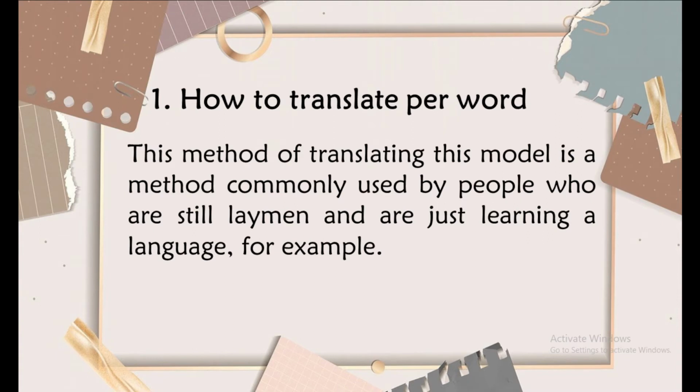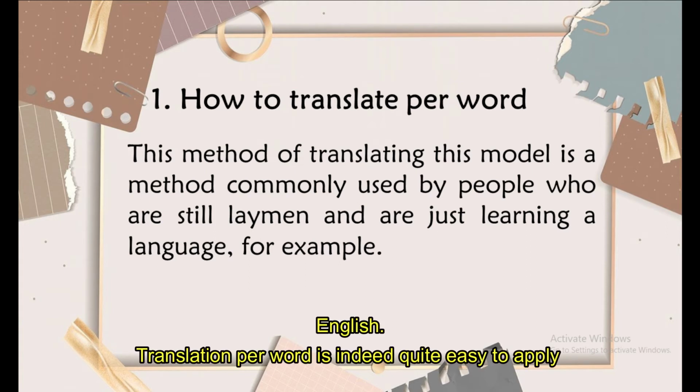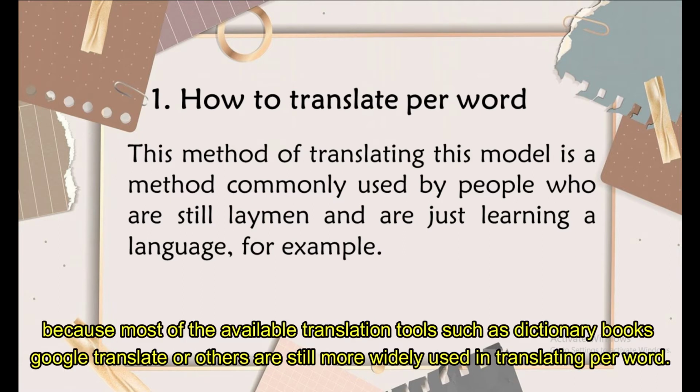Number 1. How to translate per word. This method of translating is commonly used by people who are still laymen and are just learning a language, for example, English. Translating per word is indeed quite easy to apply, because most of the available translation tools such as dictionary books, Google Translate, or others are still more widely used in translating per word.